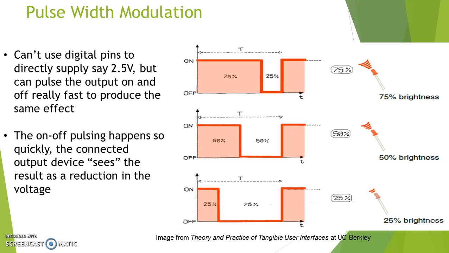So since in our Arduino we typically have the output of 5 volts, we can't use our digital pins to directly supply 2.5 volts. But what we can do is pulse the output on and off very quickly to achieve something like 2.5 volts. So it isn't 2.5 volts at any given time, but it looks like it is. And the reason why is because the pulsing is so quick that it's invisible to the naked eye.